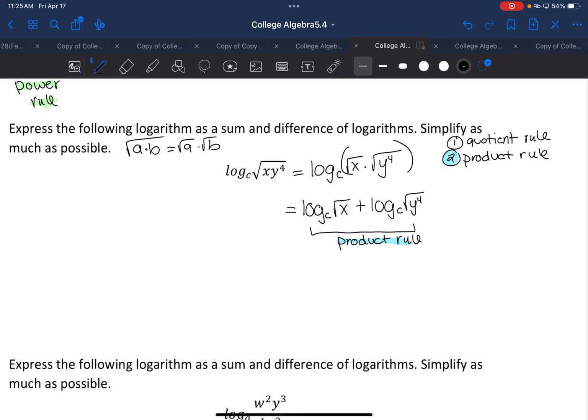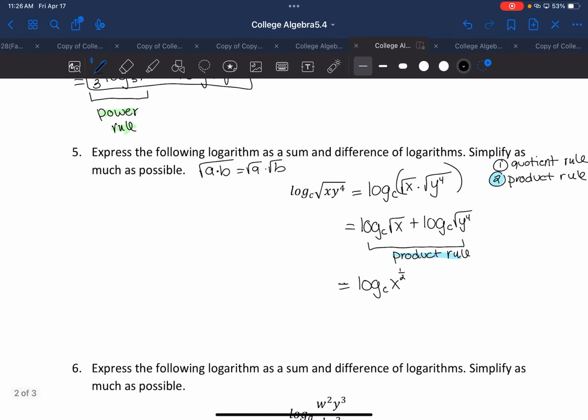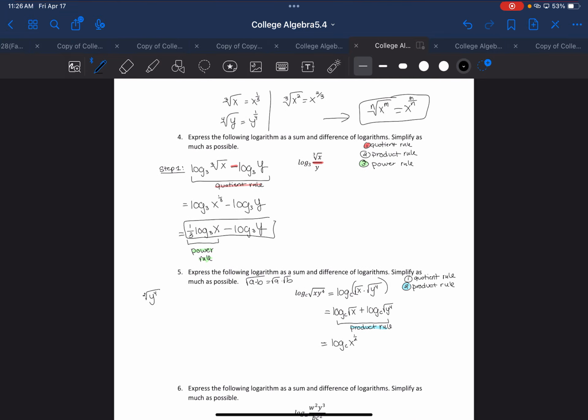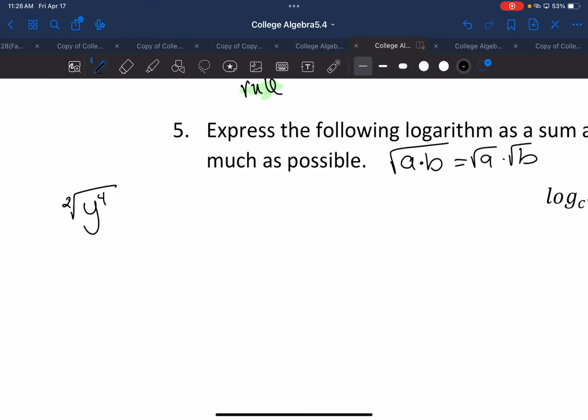And then I want to rewrite these radicals as their fraction exponents. So the square root of x would be what? 1/2. Log base c of x to the 1/2 power. Now the other one, you can get to the answer in two different ways. I'm going to write these over here. So everyone thinks differently. So I'm going to write this little note over here. The square root of y to the fourth. Well, technically there's a 2 here for the square root. So just directly using that formula up there, this would be equal to y to the 4 over 2 power.